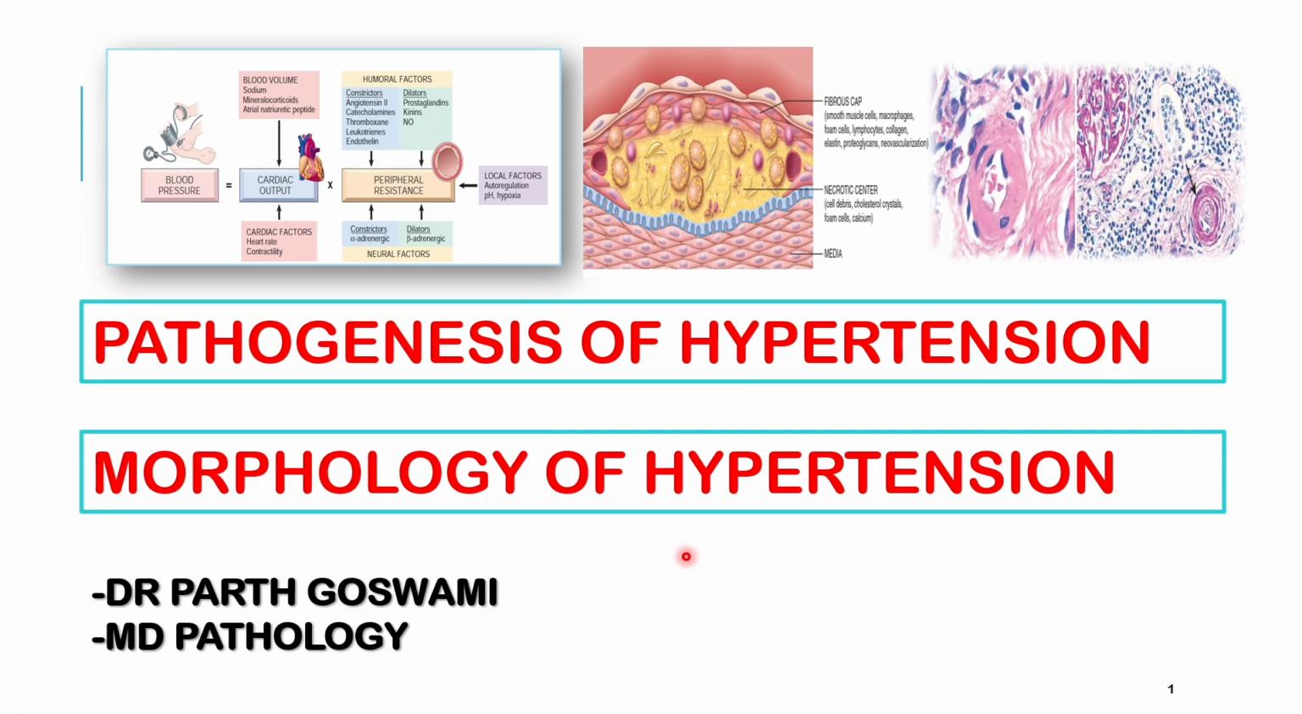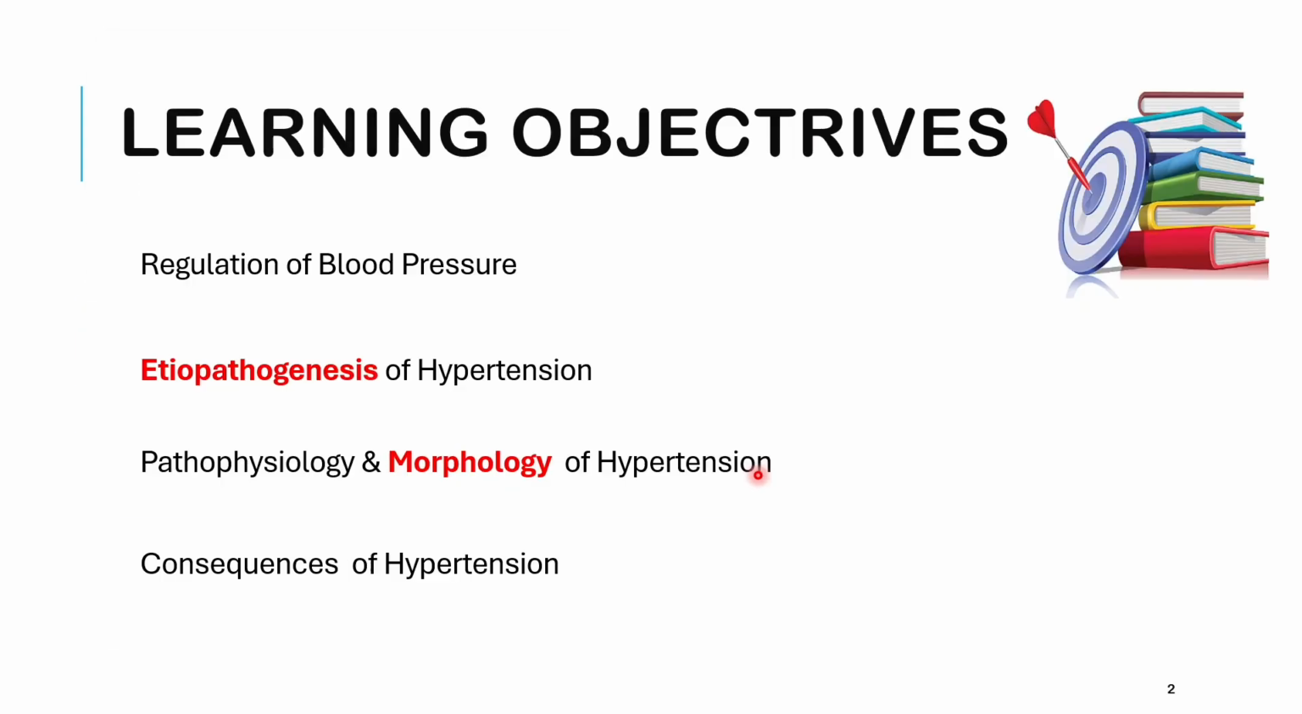First of all, sorry I couldn't post the video for many days, but let's begin with one of the important topics from the cardiovascular system, that is the pathogenesis and morphology of hypertension. Hypertension can affect multiple systems, particularly your heart, blood vessels, and brain, right? So it's a very important topic.